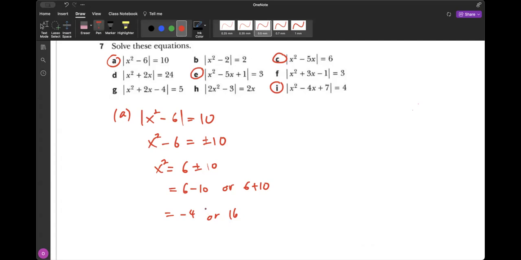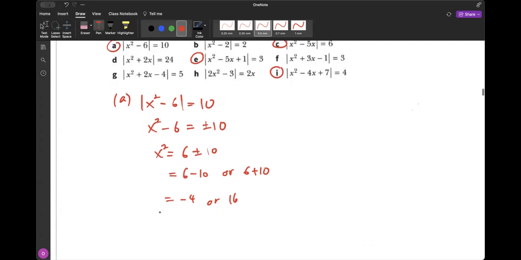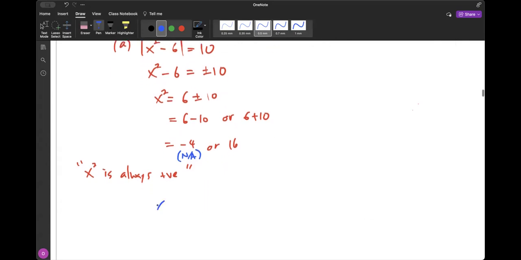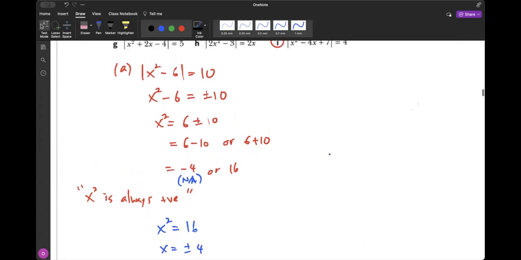There is one more thing you need to take note. S squared is always positive. So we have to reject the negative value. So we reject at the bottom, you write NA, means you already reject the answer. You reject this. So the only answer is 16 equal to S squared is 16. When you square root this, you produce plus minus 4. Okay?